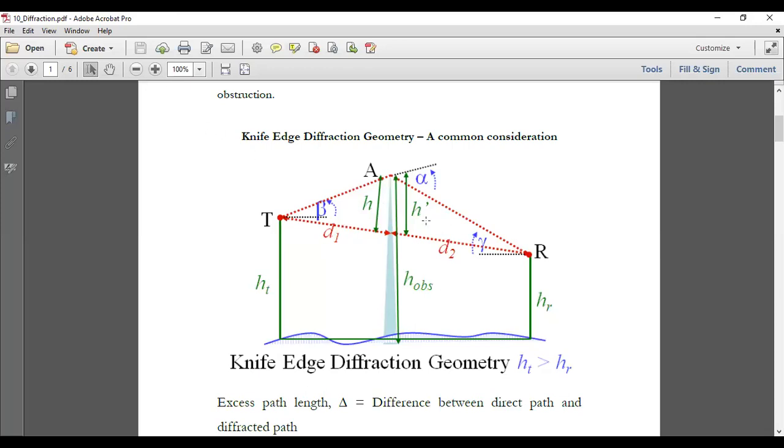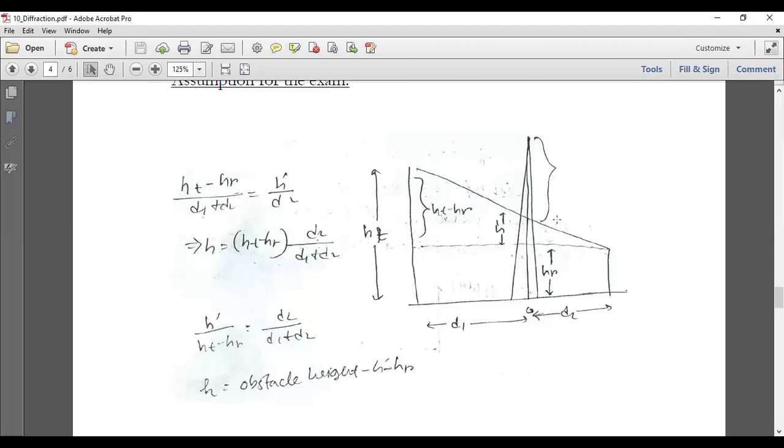You go this way. You just assume here this part to be H, so HR plus H prime plus your H, which you want to calculate, would give you the total height of the obstacle. So H you determine by subtracting H prime and HR from the obstacle height.